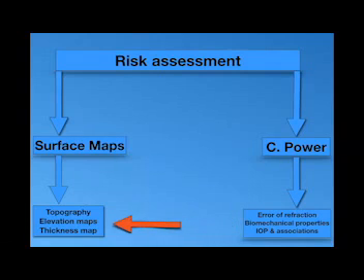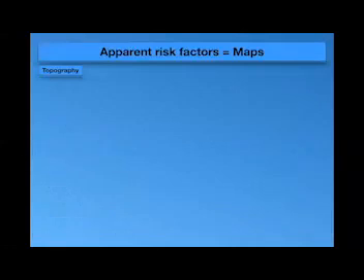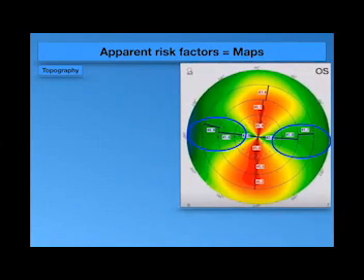And so this red arrow is pointing from the left side to the right side, that both are correlated to each other. It's one unit, it's not separated. There are apparent risk factors in the maps. Let's study the first one, the topography.